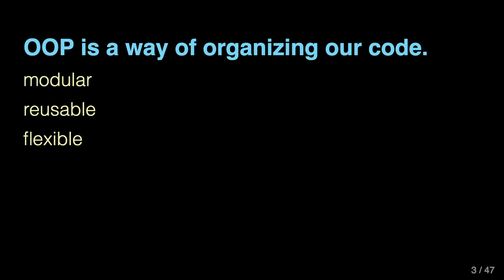Today I'm going to be talking about OOP, object-oriented programming. It's a way of organizing our code that makes it a little bit more modular, reusable, and flexible. What this means is instead of writing code for multiple things, we can containerize our code and write one code base and then extend it and use it in many different ways. That helps us not have to write the same thing over and over again.